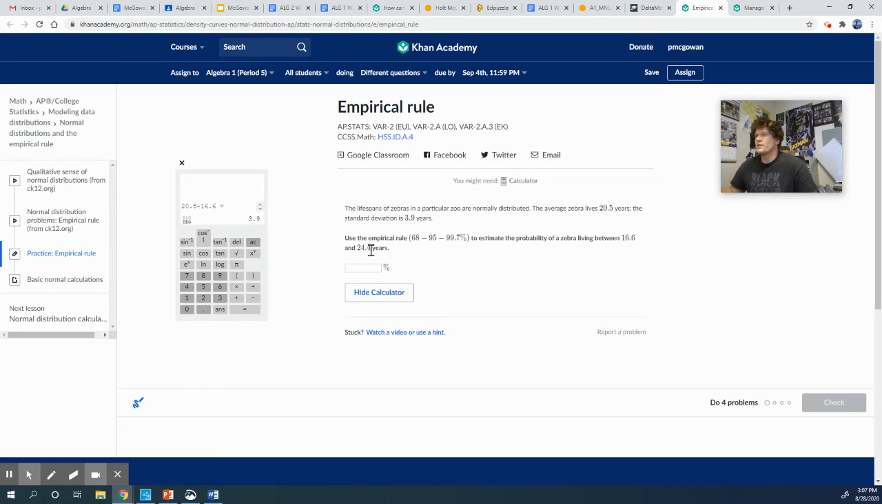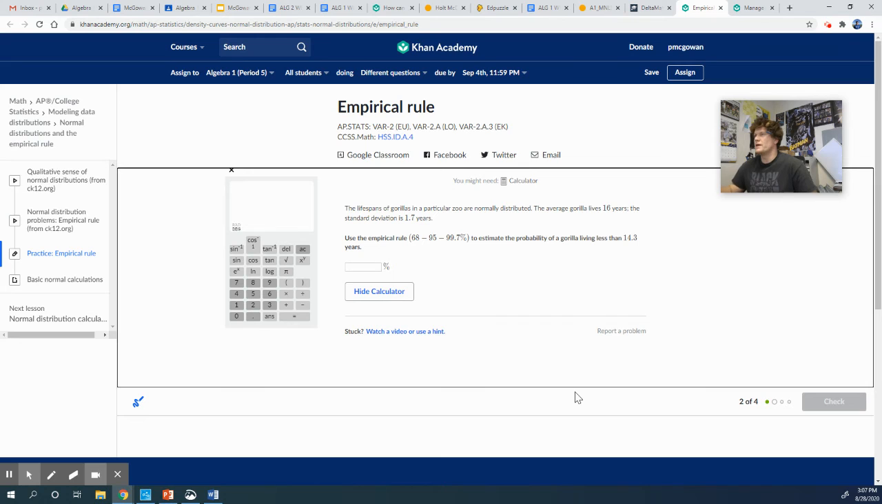Let's make sure it's the same for the upper. I have 24.4, and I'm subtracting the mean, which is our 20.5. And that's also 3.9. So we're one standard deviation away from the mean, which means it's our first number there. It's our 68%. Check. Correct. Awesome. Only 3 more to go.